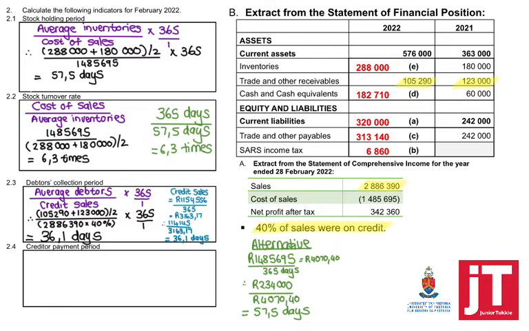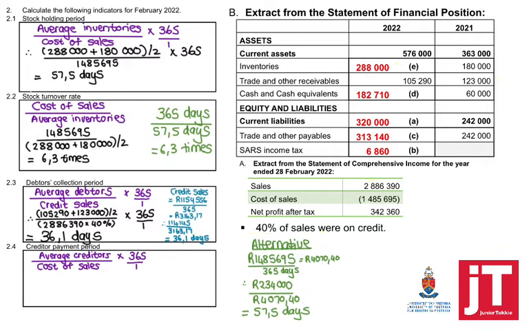Alternative, if you take your credit sales and you divide it by 365, that equals the credit sales per day. Then we take our average debtors, which is beginning plus end divided by 2, divided by the credit sales per day, and it will give us exactly the same answer. So the debtors collection period is equal to 36.1 days.